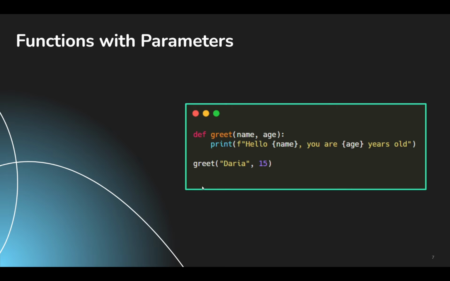Functions are the next piece of the puzzle. They're like mini machines you can build once and reuse forever. Functions can take inputs called parameters. In this example, the function greets anyone by name and age. Instead of hard-coding messages, we just pass in the values we want.